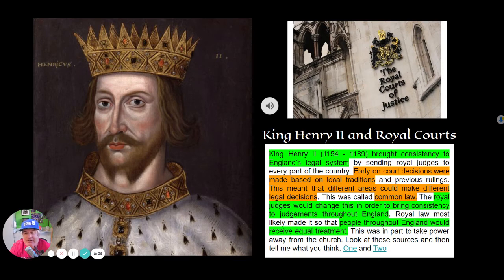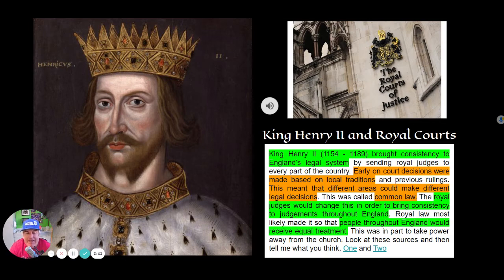Next, we're going to talk about King Henry II and the royal courts. So King Henry II brought consistency to England's legal system by sending royal judges to every part of the country. Early on, court decisions were made based on local traditions and previous rulings. So different areas could govern in different ways. They could use different laws based on their area. This was called common law.